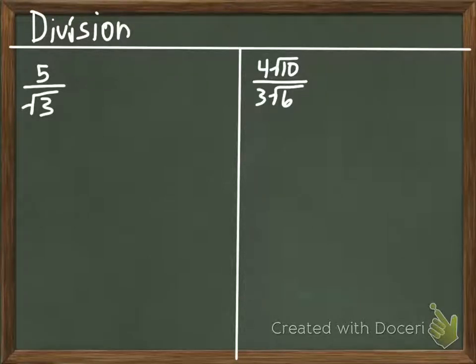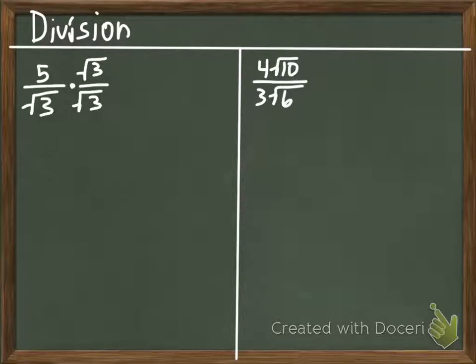So 5 over square root 3. The issue is that square root 3 in the denominator of the fraction. So we need to get rid of it. Well, we know that in order to get rid of something with division, we're going to need to do some multiplication. So what we're going to do is we're going to multiply by another fraction. The fraction we're going to multiply by is our problem and our problem. Now our problem here is the square root of 3. So we're going to multiply this by the square root of 3 over the square root of 3.